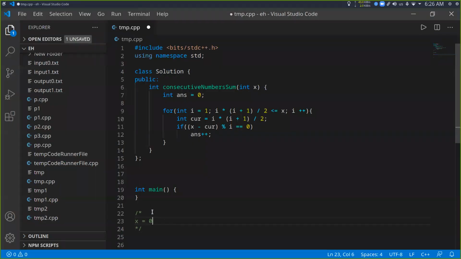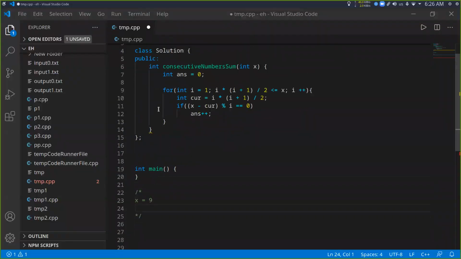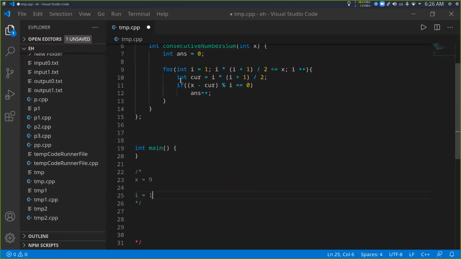We have x equals 9, and we are looping with I starting from 1. So let's say now that I equals 1. The value of current will be 1 times 2 over 2, which is 1. So the sum of the first one consecutive integer is 1. That's it, right? But I want this one to reach 9.